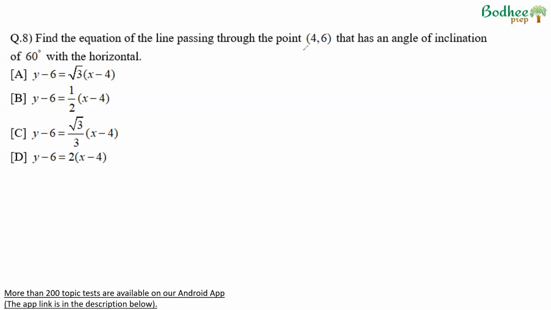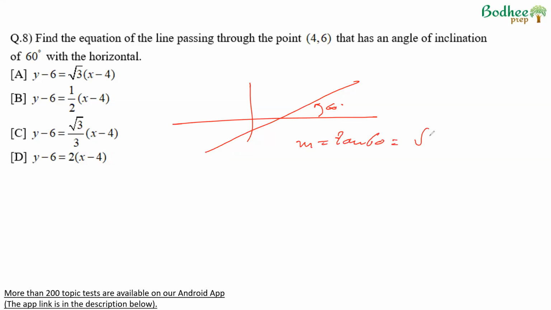Find the equation of the line passing through point (4, 6) that has an angle of inclination of 60 degrees with the horizontal. Now, if we look at the points, if we put x as 4, y as 6, in all the cases, both the sides will become 0. And therefore, all of these lines will pass through (4, 6). That is not a problem. What we have to look at is inclination angle should be 60 degrees with the horizontal. This angle of the line should be 60 degrees. And therefore, slope of the line will be tan 60. Tan 60 is nothing but root 3.